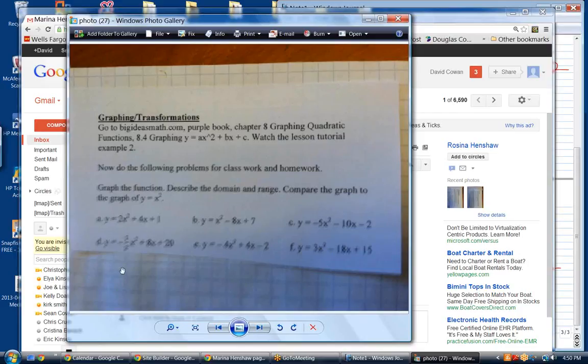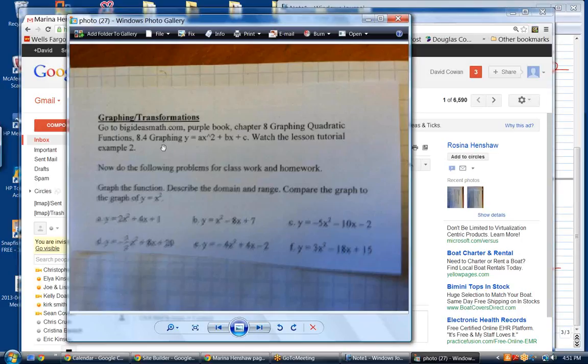I wonder if the camera was held... These were taken with a cell phone camera, right? Or were they? Yeah, that was an iPhone. Wonder if she was at a little bit of an angle, maybe. I don't know. We can make them out.